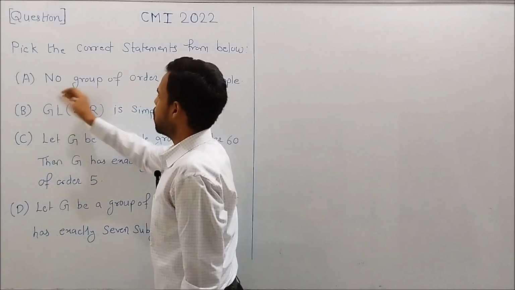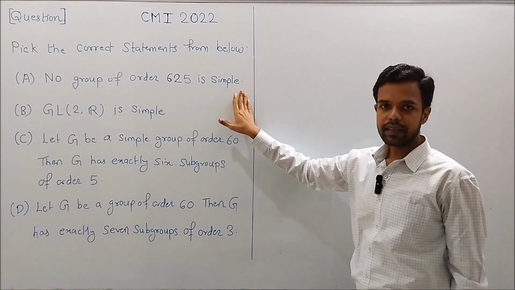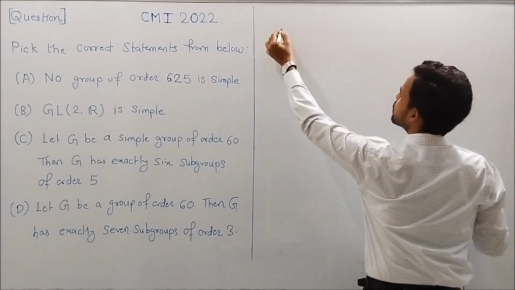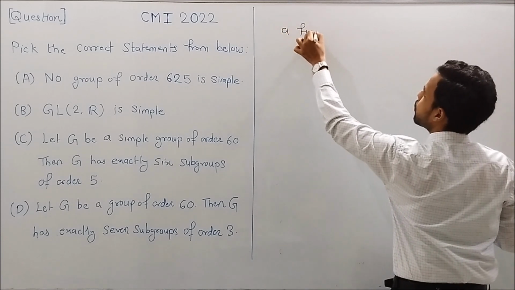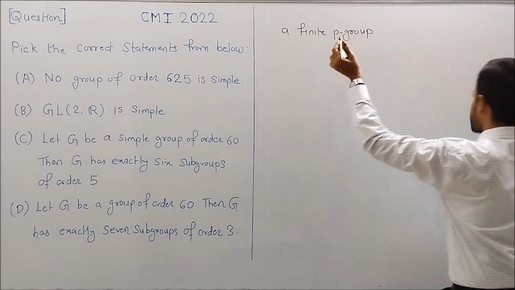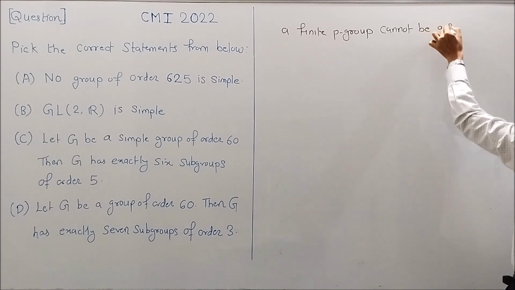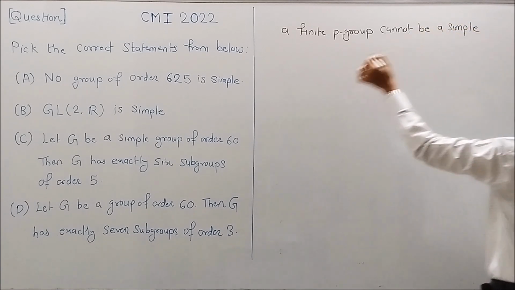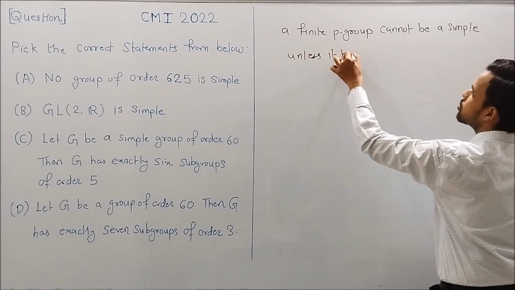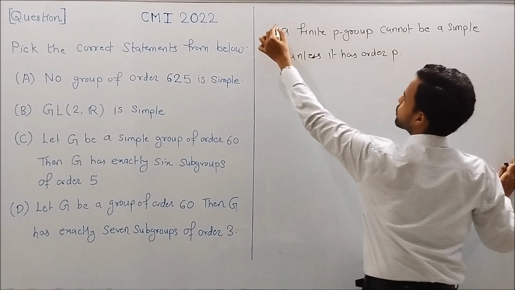Statement A is: no group of order 625 is simple. Is this a true statement? Yes, it is a true statement. To see it, we will use the result: a finite P group cannot be simple unless it has order P, where P is a prime.